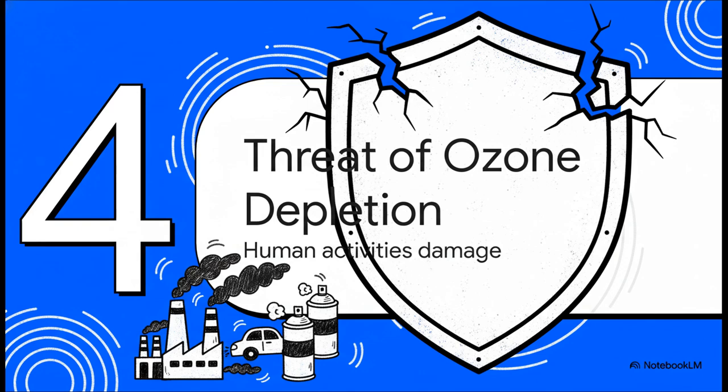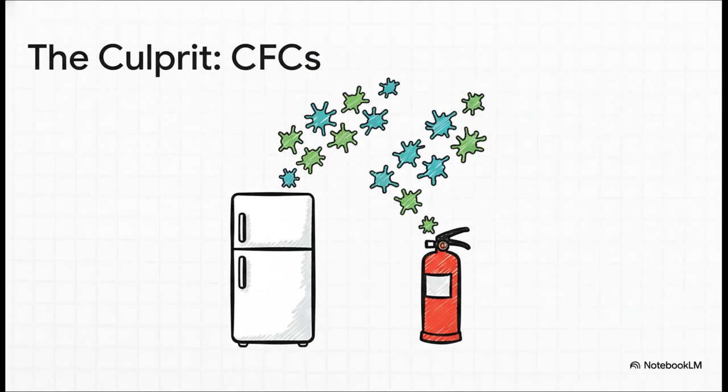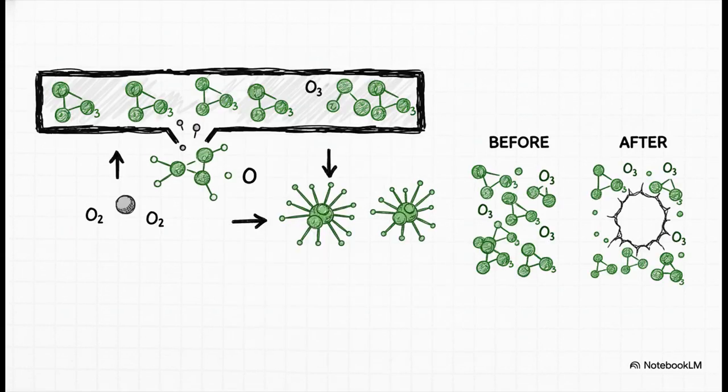The problem is that human activities started to damage it. The damage is caused by synthetic chemicals called chlorofluorocarbons, or CFCs, which were widely used in things like refrigerators and fire extinguishers. When CFCs reach the upper atmosphere, they start a chain reaction that destroys the protective ozone molecules, causing the layer to become thin.